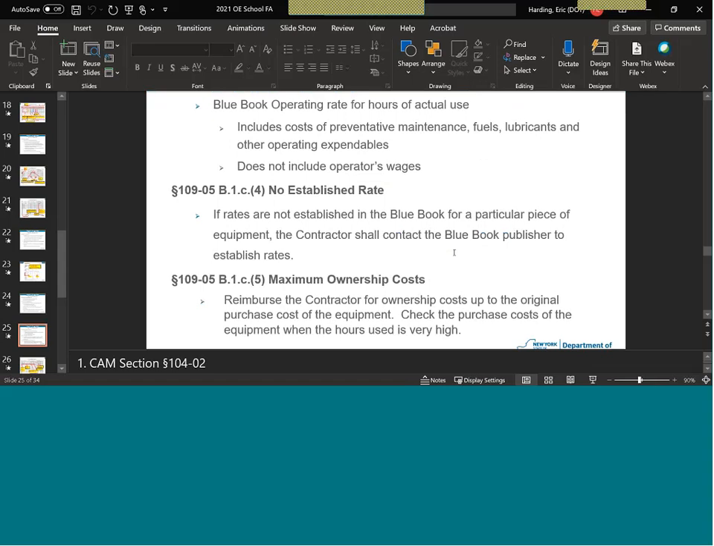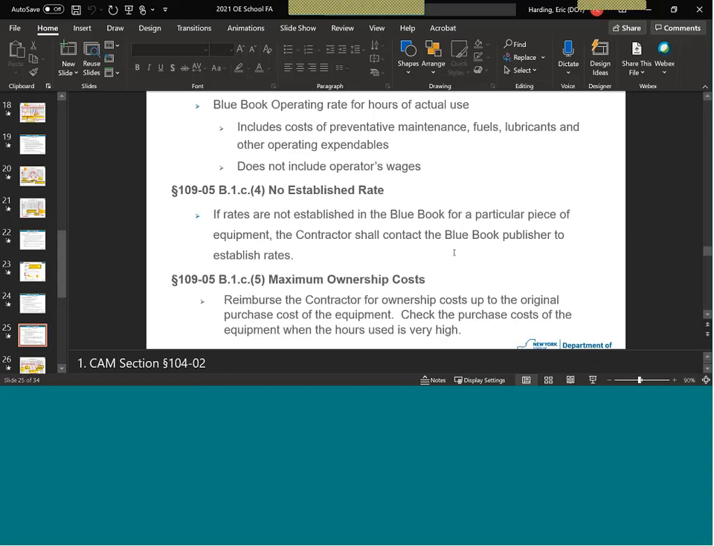I have called Blue Book. I did call them once, and they were willing to generate a custom rate for me for, I think it was a guide rail post pounder. So that's something available to the department as well, but I would caution against using it too often.